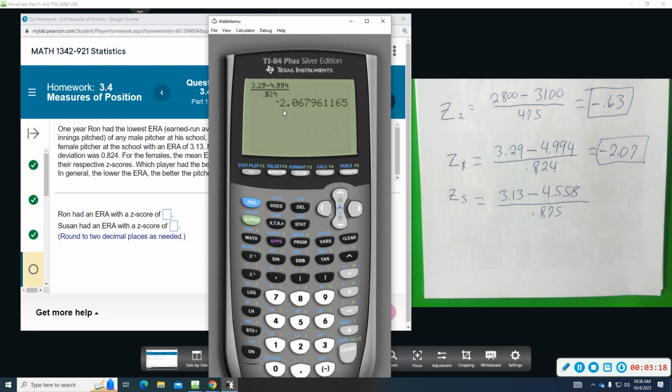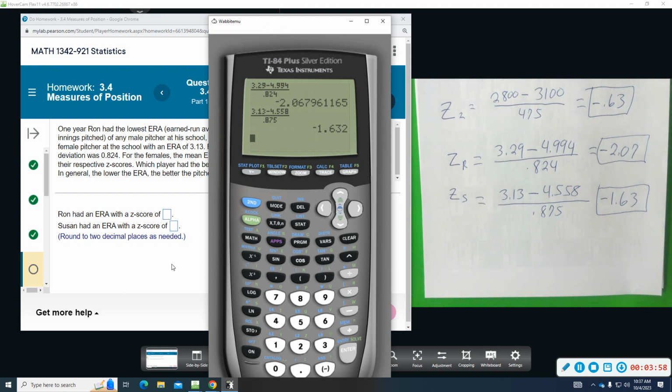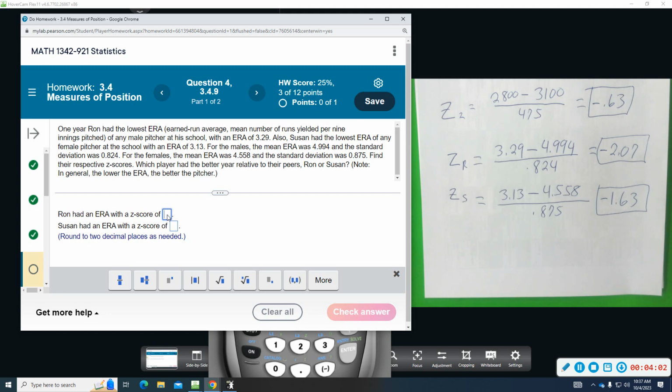That's for Ron. For Susan, alpha y equal enter, make a fraction bar again. We're going to do 3.13, subtract 4.558, and divide that by 0.875. And we get a Z-score of negative 1.63. So Ron, negative 2.07. Susan, negative 1.63.